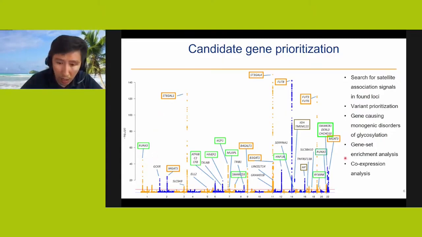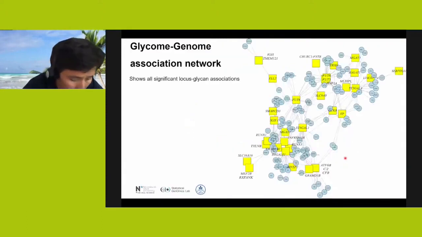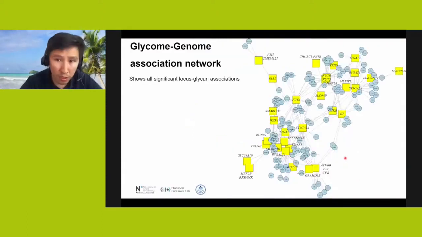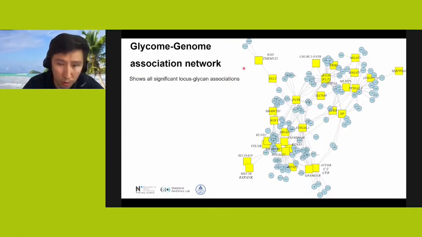So in the next slide, I will talk a bit more about these genes using this nice graph. So this is the glycogene association network. Here you can see the squares and circles.